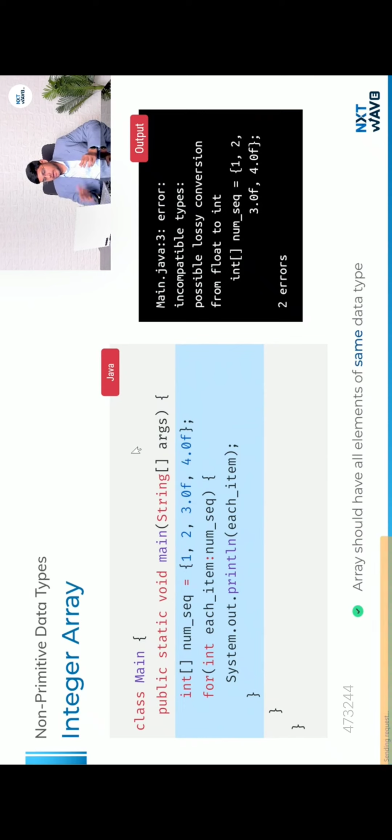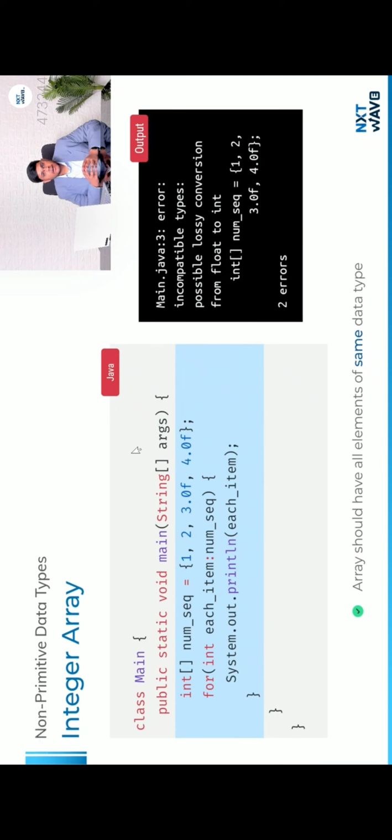If you try to declare an integer array and have integer values as well as float values within it, then you will see an error which says incompatible types. So whenever you are creating an array, all the elements should be of the same data type. In this case, you are creating an integer array, so all the elements in that particular array should be integers.